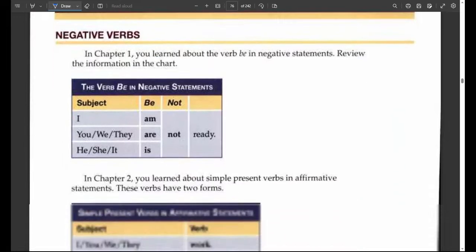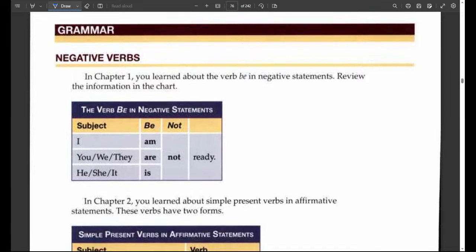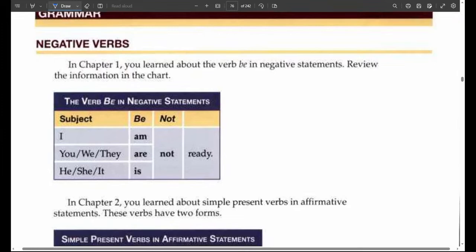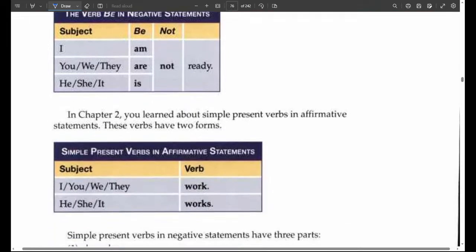Grammar. Let's do some grammar. Negative verbs. In this chapter you learned about the verb be in negative statements. Review the information in the chart. The verb be in negative statements. Subject, be, not. I am not. We, you, they are not. He, she is not ready. So you write them like this.